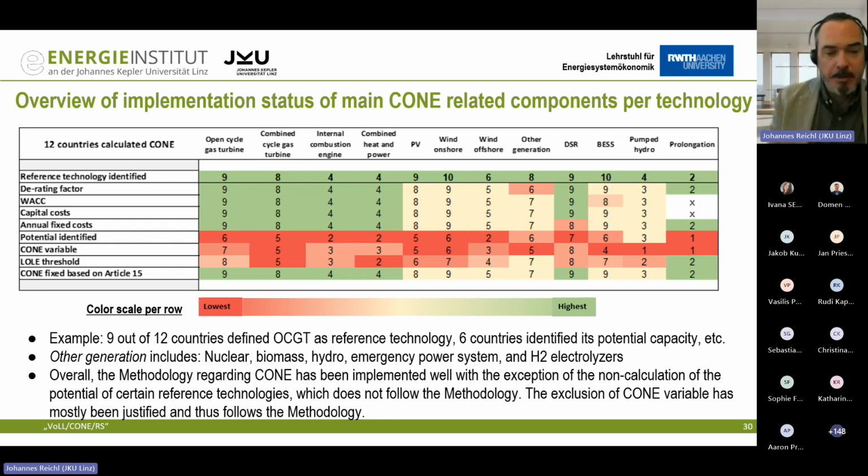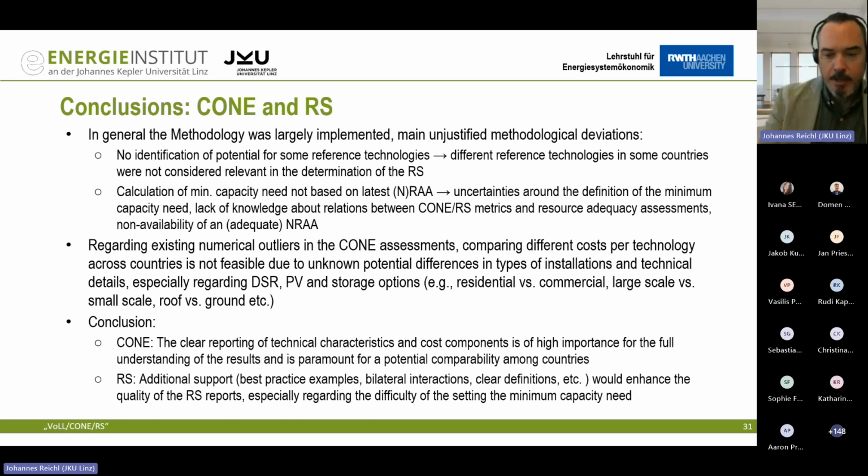And secondly, the variable CONE costs, that are the costs arising during the prevention of an outage, let's say it that way. These variable costs have not been provided by all the countries, but this was in line with the methodology if justified well, in particular when these variable costs are so low that they can be neglected compared to the investment costs. So that led us then to the conclusions, and we will talk about them also hopefully in our Q&A session more. So in general, we think the CONE and RS have been done without too many problems.